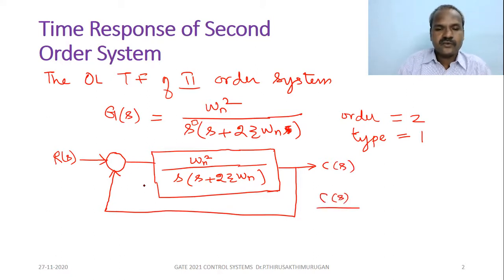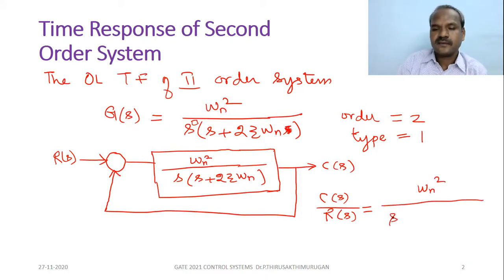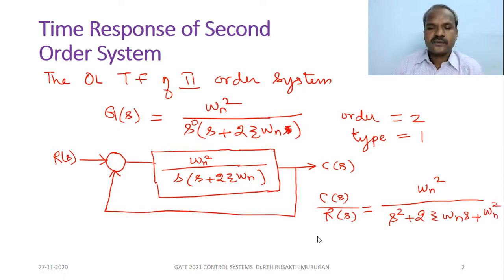If you reduce this block diagram, we will get C of S by R of S, the ratio between C of S and R of S. This is the closed loop transfer function. So it is nothing but omega n square divided by S square plus 2 zeta omega n S plus omega n square. So this is the closed loop transfer function of second order control system, right?